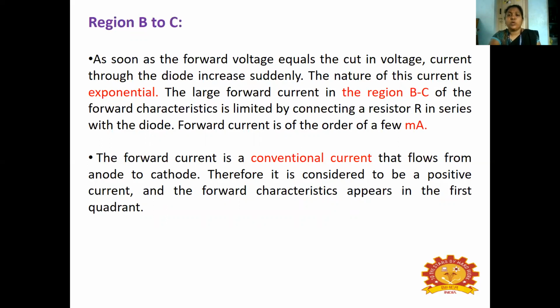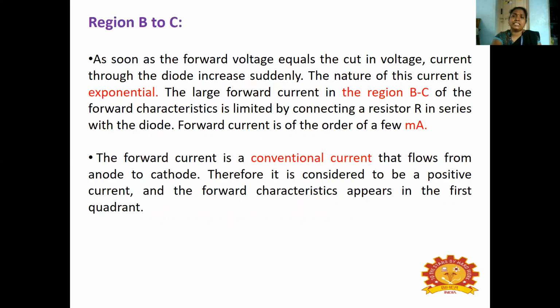The large forward current in the region B to C of the forward characteristics is limited by connecting a resistor R in series with the diode. Forward current is of the order of a few milliamps. This resistor is very important in limiting the heavy forward current. That is the reason why we have this.